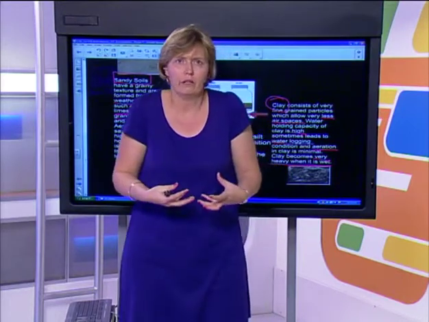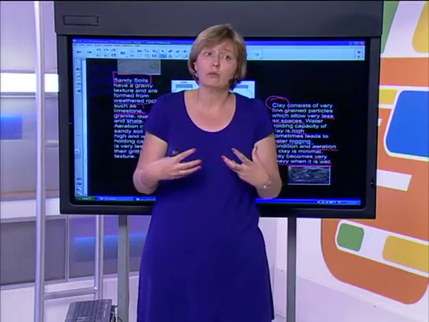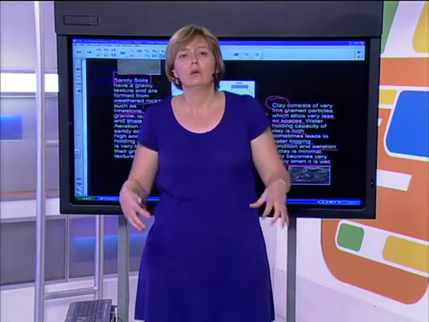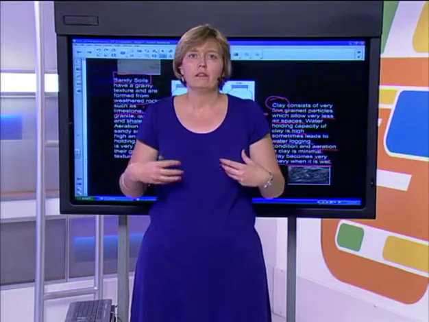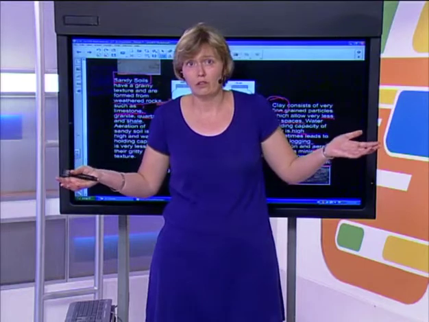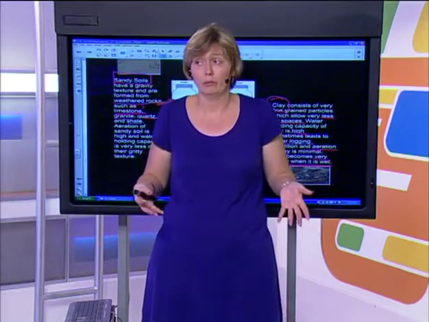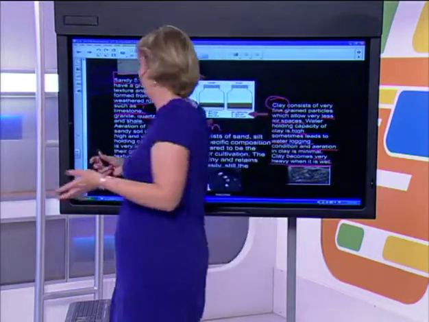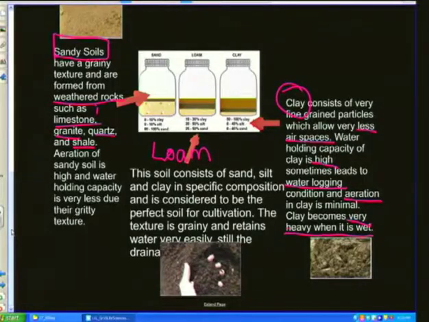A lot of water gets collected. What happens when there's a lot of water around the roots? The roots will drown or die, and that means the plant doesn't continue to survive as it should. If your plant dies, we have a problem. Not what we want to happen. So what actually is the best type of soil? It's the loam. It's got sand, it's got silt, and it's got clay.